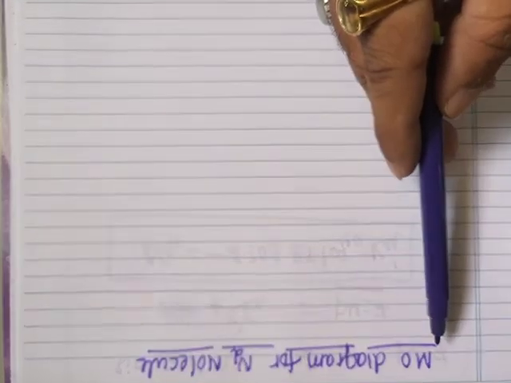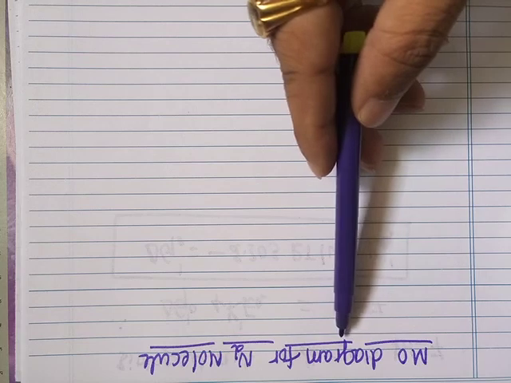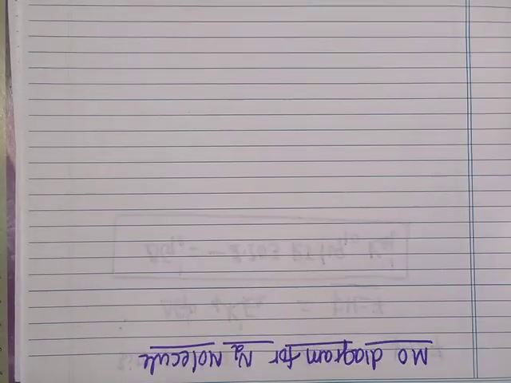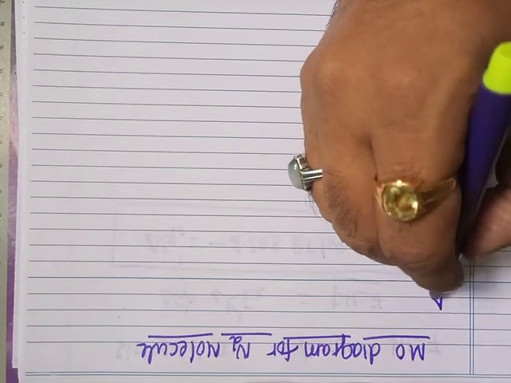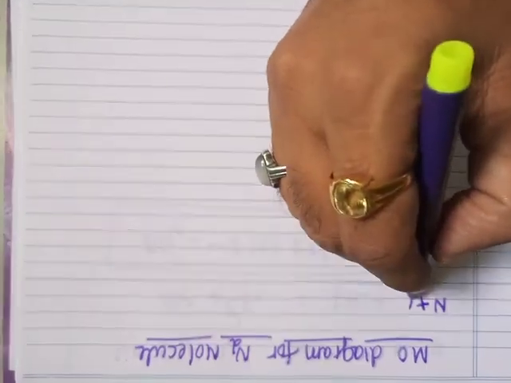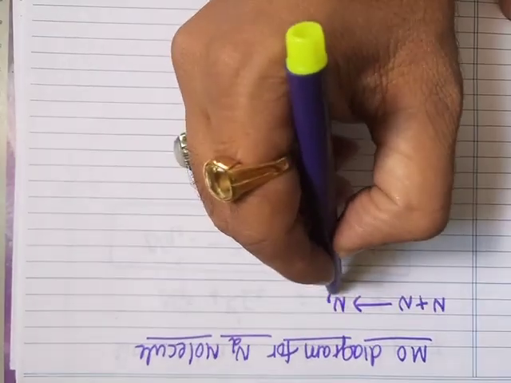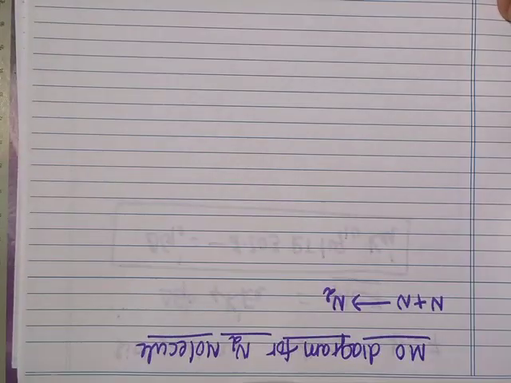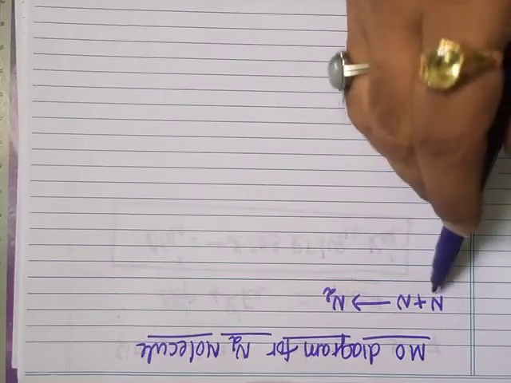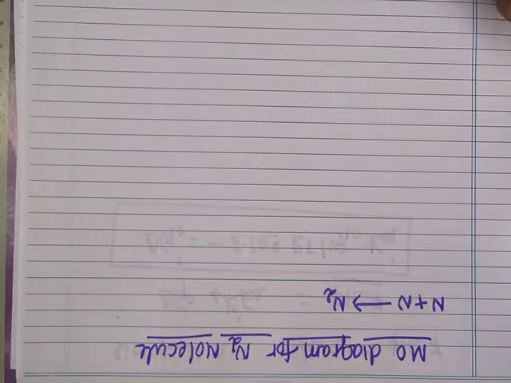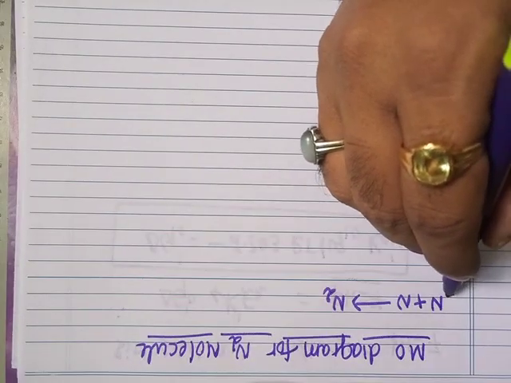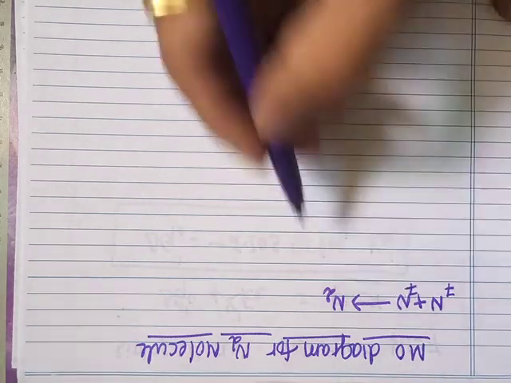Hello dear students, let us construct the molecular orbital diagram for the nitrogen molecule. The nitrogen molecule is formed by the combination of two nitrogen atoms. When two nitrogen atoms combine, they form the nitrogen molecule. The atomic number of nitrogen is 7.